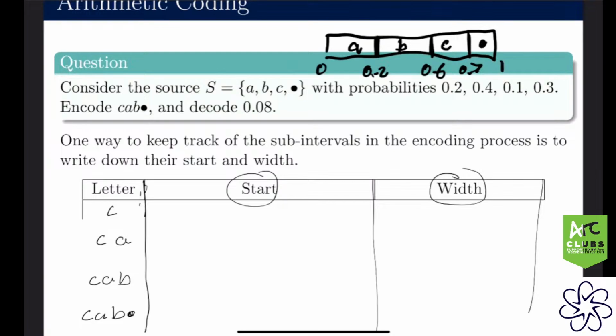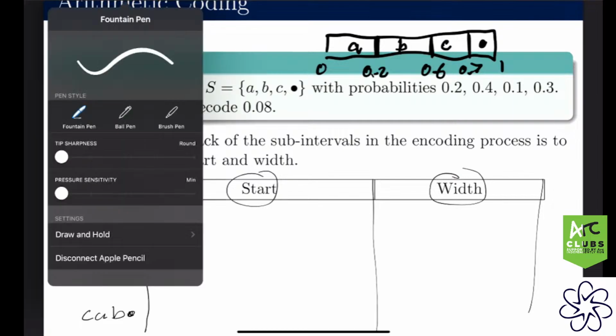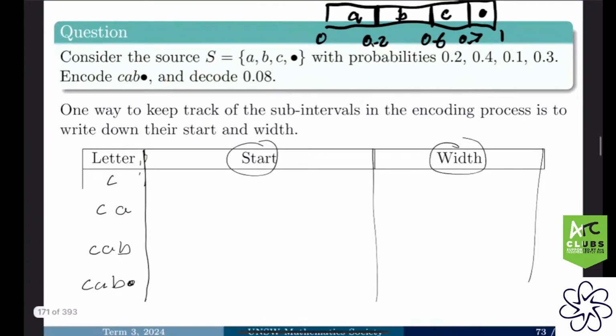All right, so let's just go through this example. So C, where does C start off at? C starts at 0.6 and it has a width of 0.1. Hey, we've got the first entry in our table. CA is going to have 0.6 plus 0 times 0.1. We'll see that more clearly in the next one, but basically we're looking for CA, and so A is going to start at the exact start of the last subinterval. And the width of this is going to be 0.1 multiplied by the width of the A subinterval, so that's 0.2, which equals 0.02.